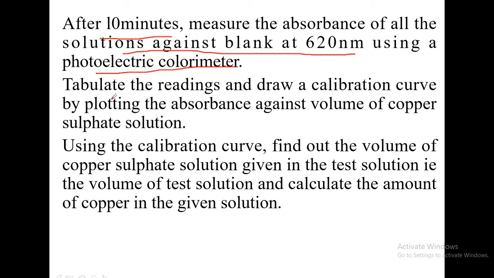And then all the readings are to be calibrated, and a calibration curve is to be plotted taking absorbance along the y-axis and volume of copper sulphate solution along the x-axis. And from the calibration curve we are finding out the volume of the copper sulphate solution given in the test solution, that is the volume of the test solution, because I told you that how much copper sulphate solution is given in the test solution is kept secret. It is like we don't reveal it in the beginning.